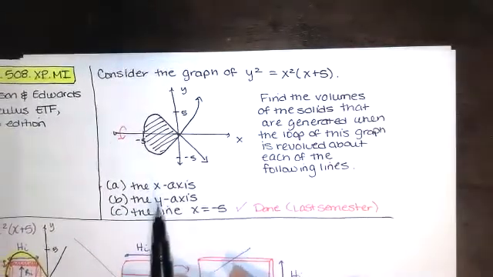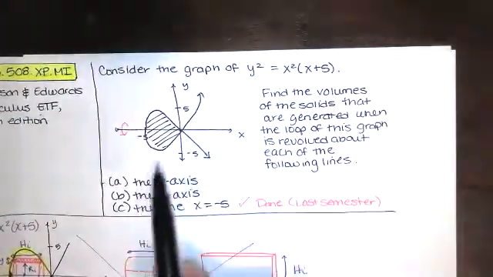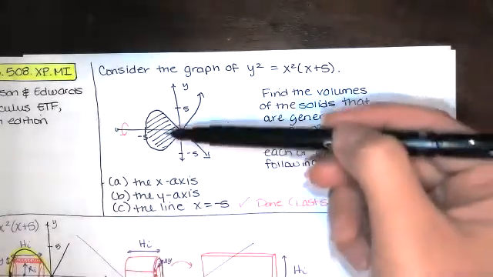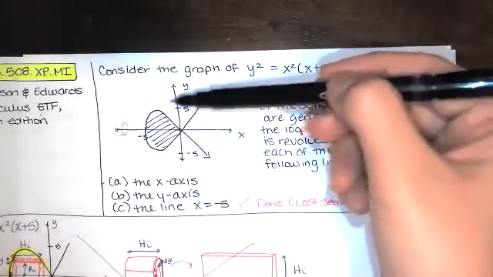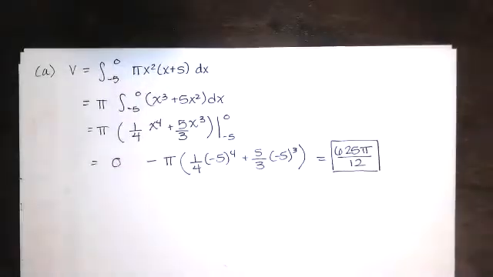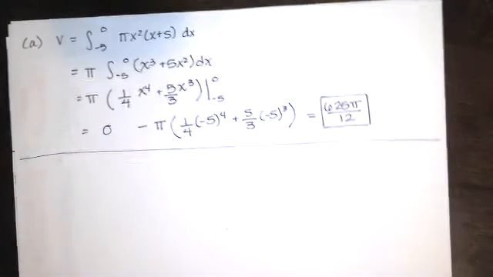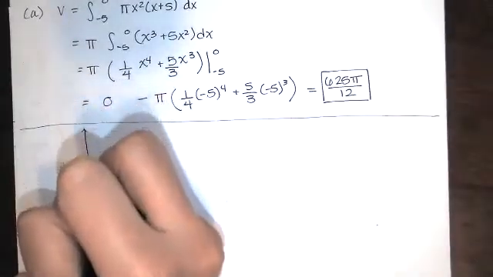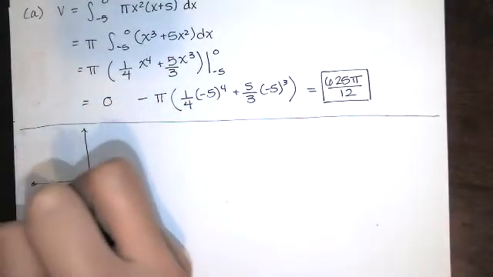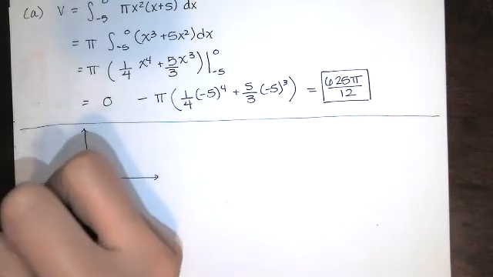Now let's do part B. We're going to take this same region, except instead of revolving it around the x-axis this time, we're going to revolve it around the y-axis. And this time, I think cylindrical shells actually does make a lot more sense.